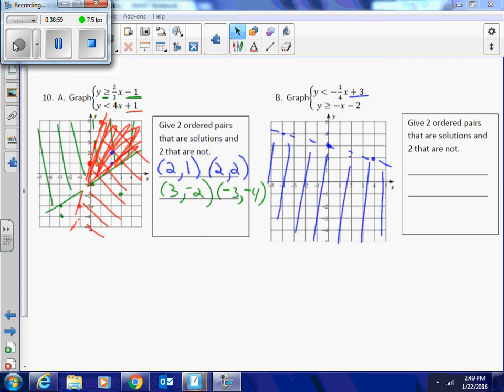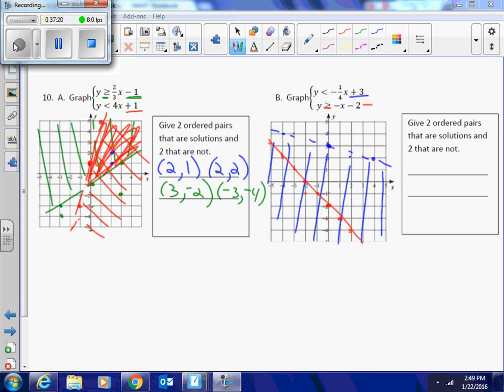I'll do the second line in red. It's got a y-intercept at -2. Our slope is again negative. It's a -1 slope. I can fall 1 and run forward 1. I can also rise 1 and run backward 1. This is going to be a solid line because it has the equal to bar.